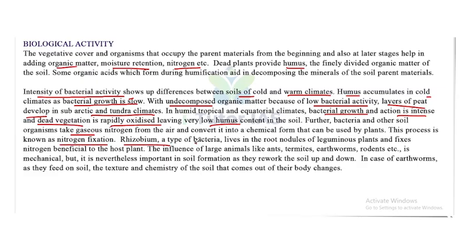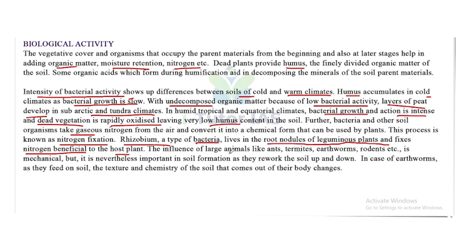Rhizobium, a type of bacteria, lives in the root nodules of leguminous plants and fixes nitrogen beneficial to the host plants. So the rhizobium bacteria are mainly found in the root nodules of leguminous plants. They convert atmospheric nitrogen into nitrates.